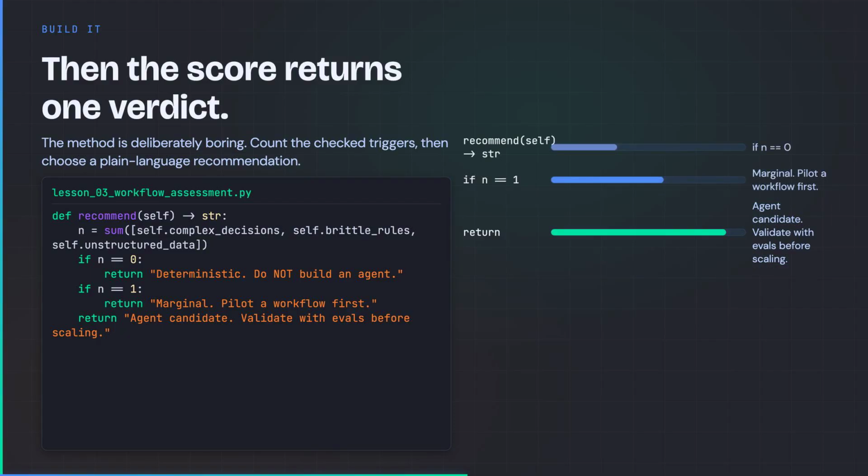The final return handles 2 or 3. That gives the exact Acme verdict. Agent candidate. Validate with evals before scaling. The small surface area matters. Every threshold is visible, so a teammate can challenge the recommendation before it reaches users.